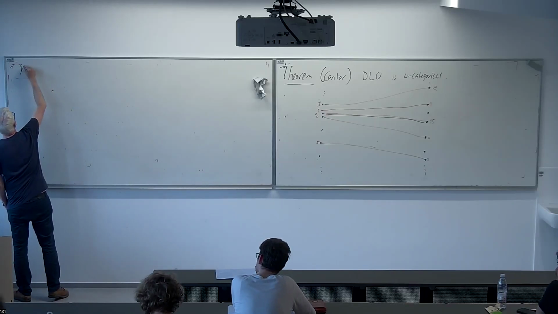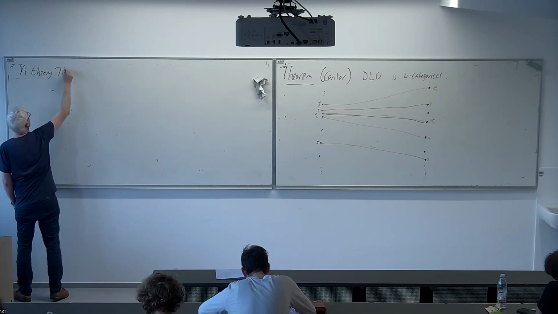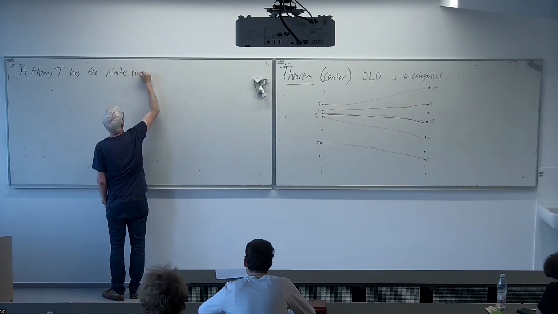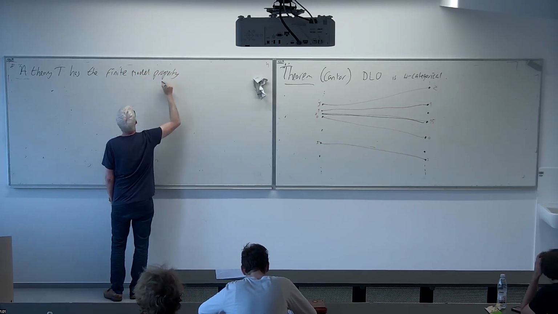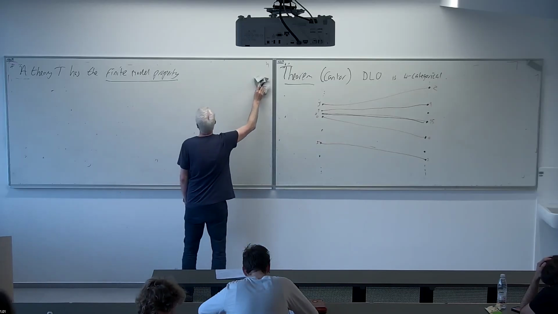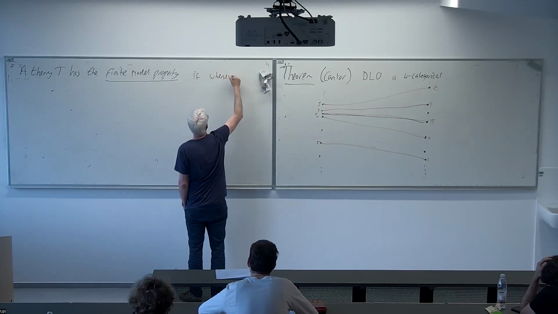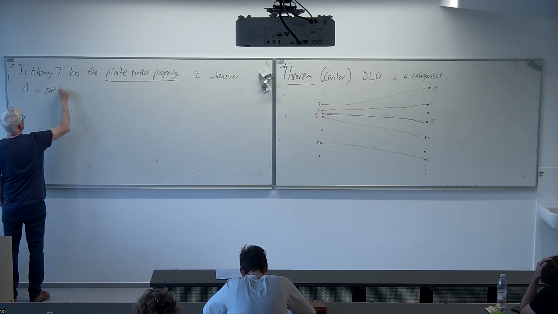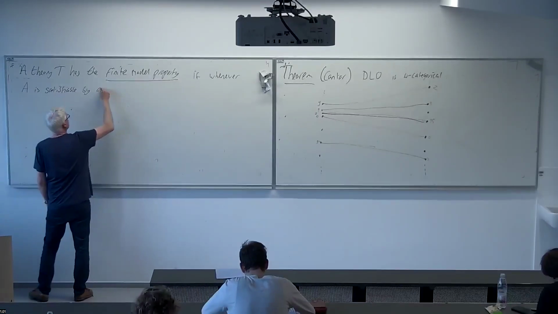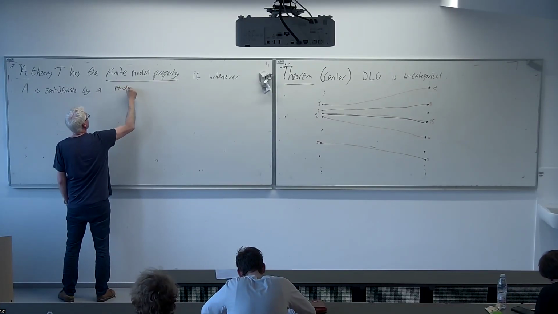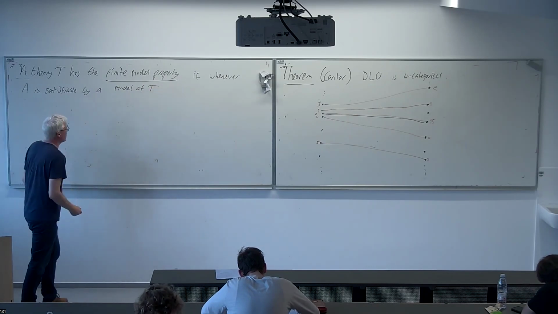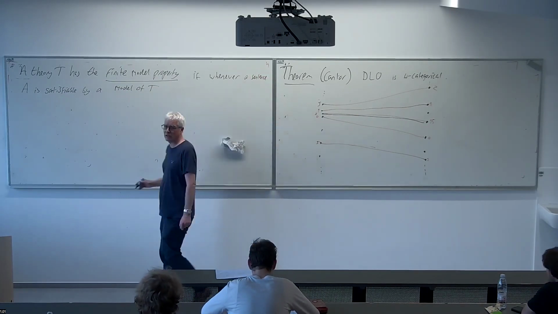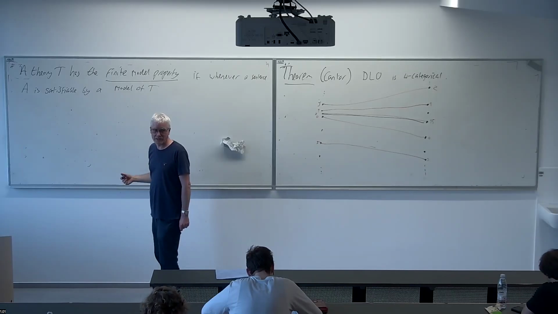So we say a theory T has the finite model property if, whenever a sentence A is satisfiable by a model of T, it is also satisfiable by a finite model of T.